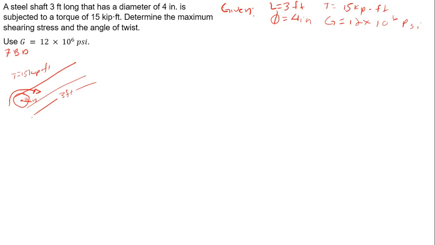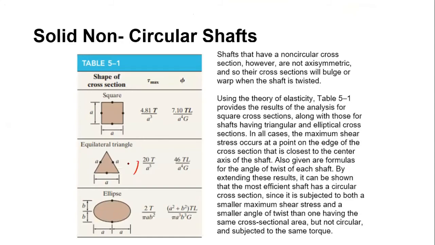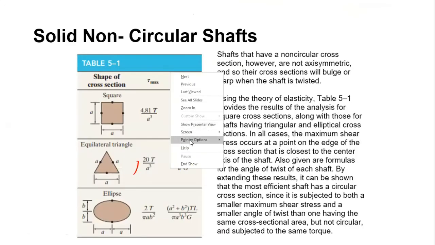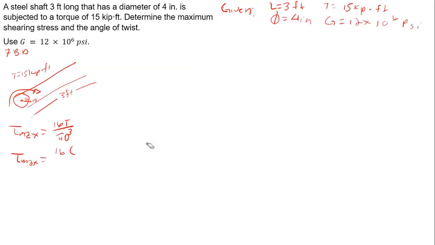So ang unang hinahanap sa atin is maximum shearing stress. So tau max. Ang formula natin for tau max ay 16T over pi d cube. So substitute lang natin yung mga given. So 16 times 15.